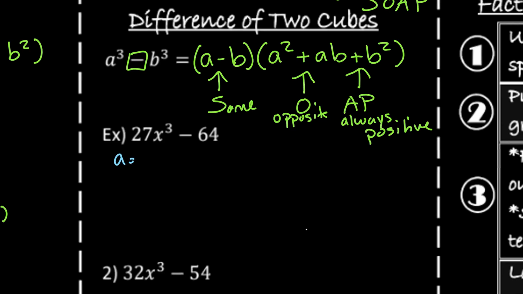We do cube root of 27x cubed. What is the cube root of 27? What times what times what is 27? 3. And what times what times what is x cubed? X. So the cube root of 27x cubed is 3x. And then what is the cube root of 64? 4. So now all we do is again plug these values into our formula.